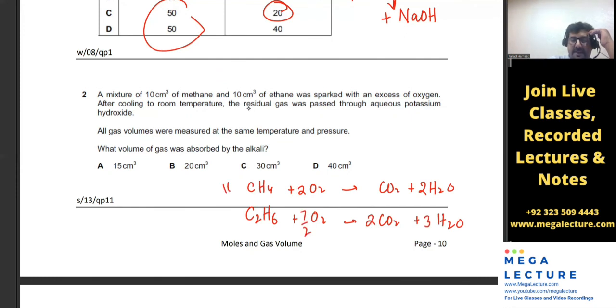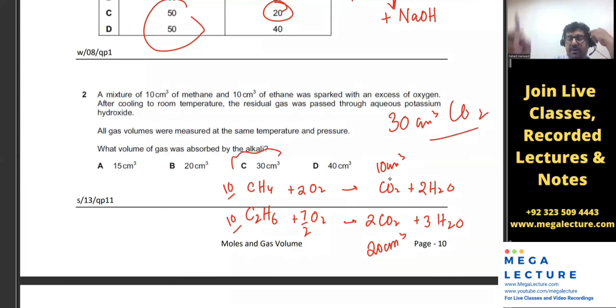Now there's 10 cm cube of this and 10 cm cube of this. When it's burned in oxygen, which of these gases will get absorbed by the alkali? Which one is acidic? CO2. Okay, CO2 is acidic. So the first reaction will produce 10 cm cube, and the second reaction will produce 20 cm cube. So total CO2 produced is 30 cm cube, and the gas absorbed by the alkali is 30 cm cube.